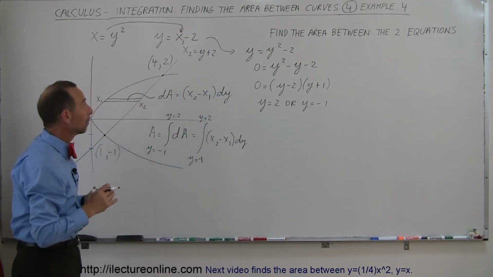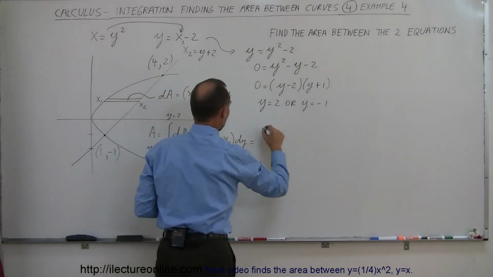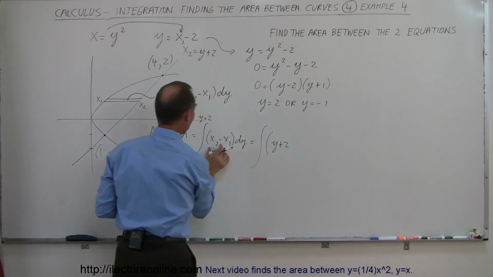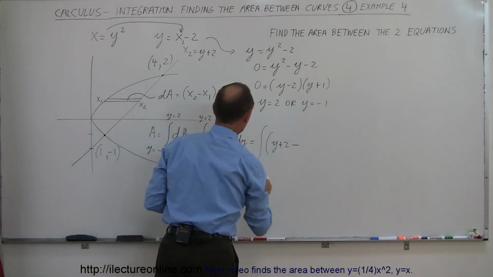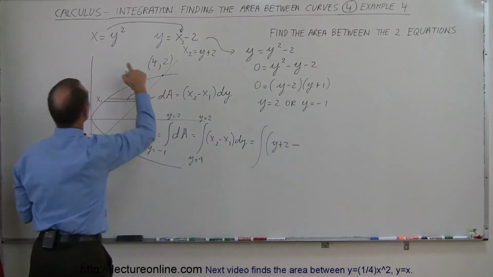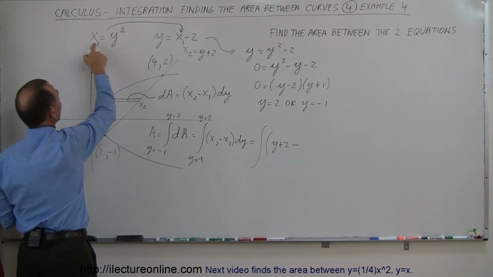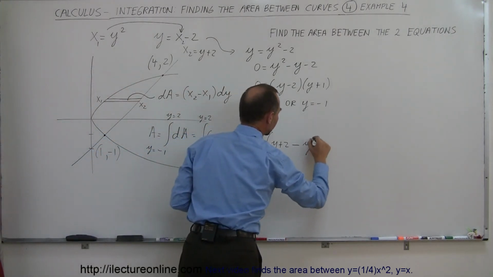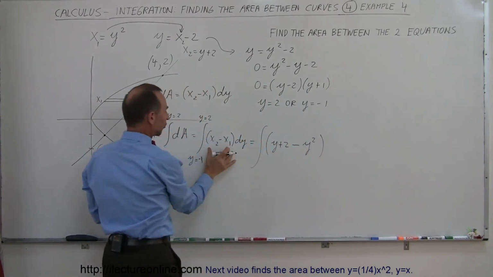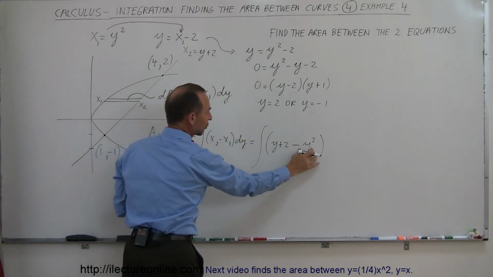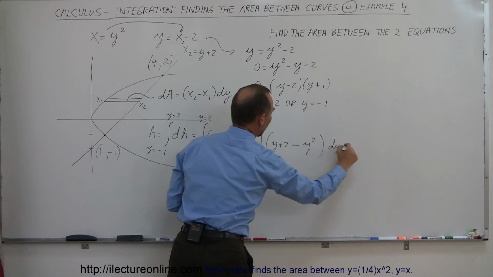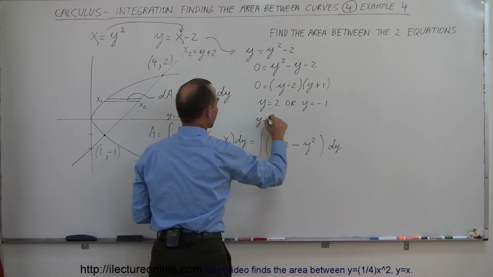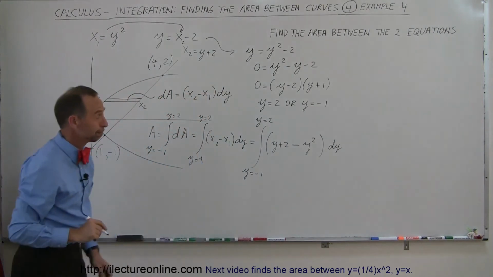So instead of x2, I can write y plus 2. So this is equal to the integral of the quantity y plus 2 instead of x2, and I'm going to subtract from that what my x1 is equal to. So this becomes my x1, and my x1 is equal to y squared, so it'll be minus y squared. So that's my x2 minus x1 times dy, and my limits are from y equals -1 to y equals 2. And now I'm ready to integrate.